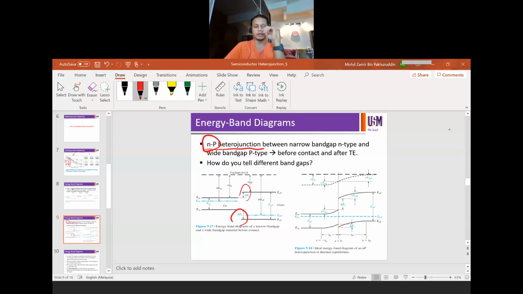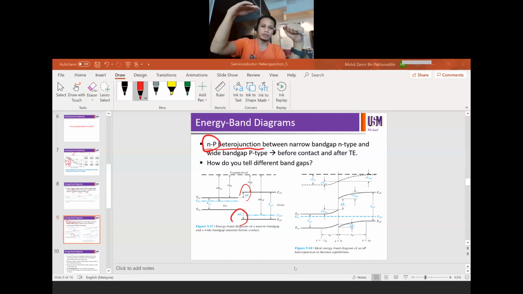So upon joining, remember you still have to have your EF aligned. Therefore, if EF wants to align, you look at the left hand side: the EF for germanium is originally higher than the EF of gallium arsenide. So germanium is on top, gallium arsenide is at the bottom. So when you join the junction, the heterojunction, your EF has to be aligned.